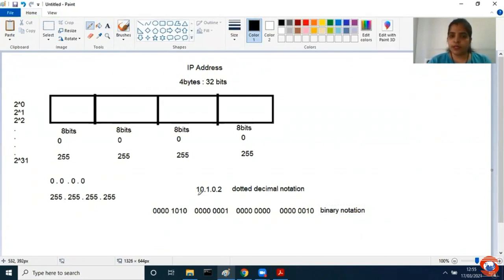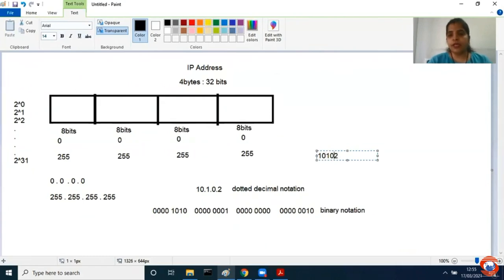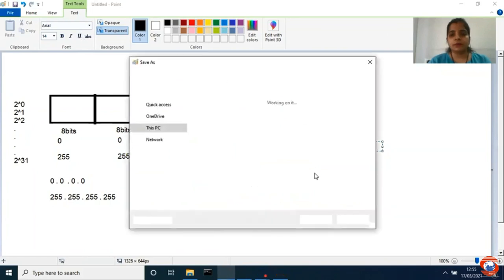So when I write dotted decimal, I have to compulsorily write the dot. The reason is, if I just write 10, 1, 0, 2, will you be able to analyze what exactly the first octet and second octet are? No. To divide the octets, if I represent decimal dotted notation, I have to give dot. Understood till here? Everyone.